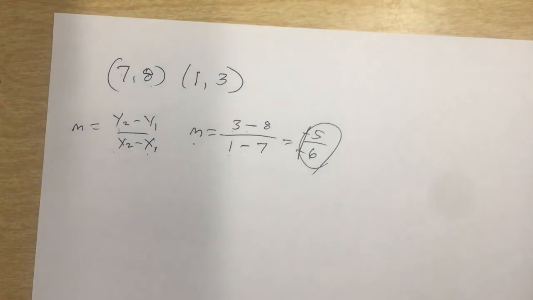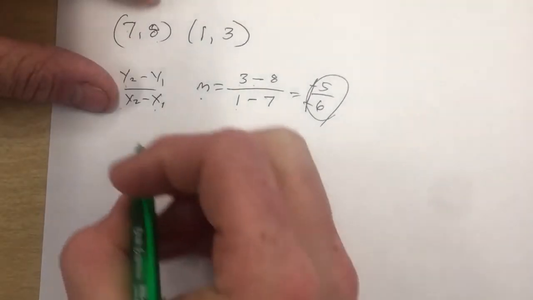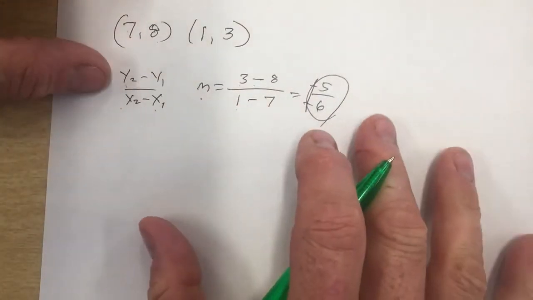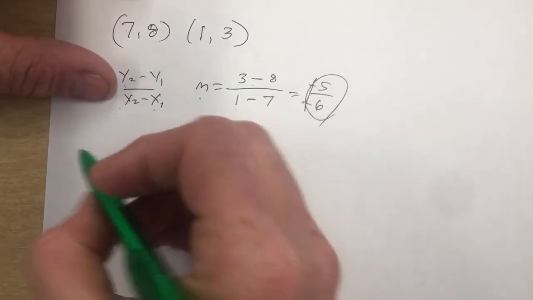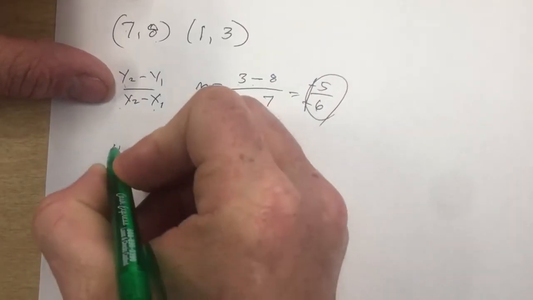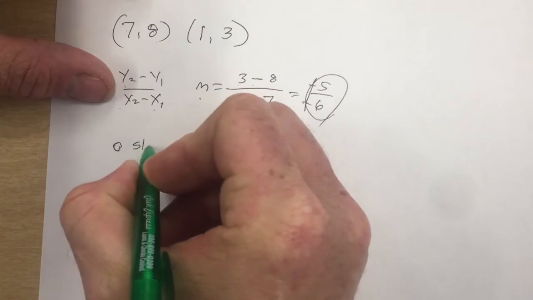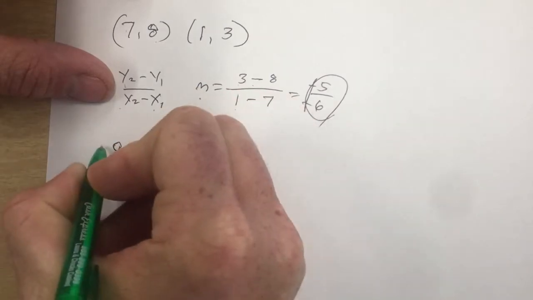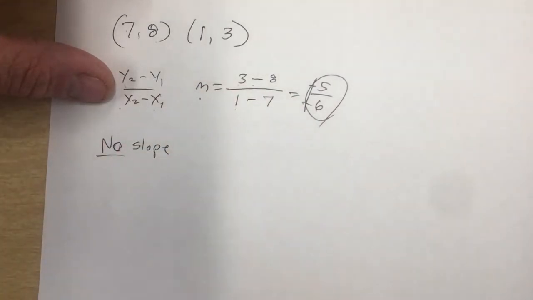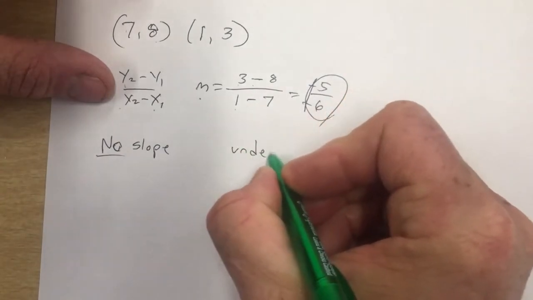Now, a couple things to know. There's two special kinds of lines. We have what's called zero slope or no slope. And then we have undefined slope.